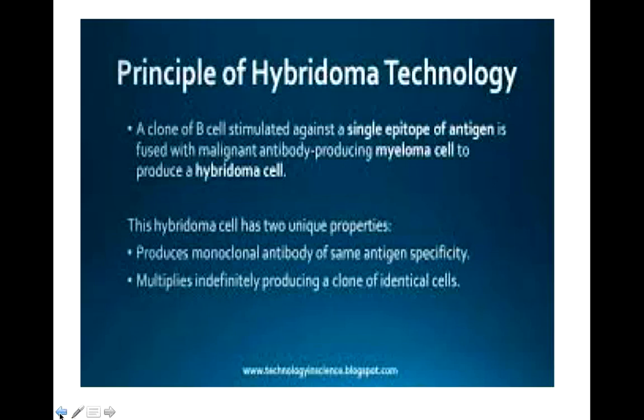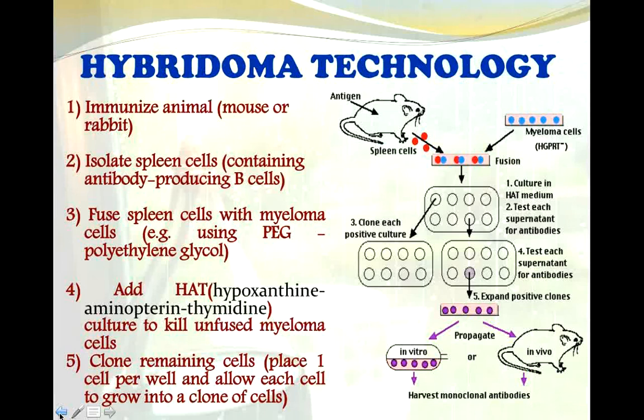Now, when we talk about B cell hybridomas, they are produced by using polyethylene glycol to fuse myeloma cells with B cells from animals that have been immunized with the antigen against which one wants to make the antibodies.